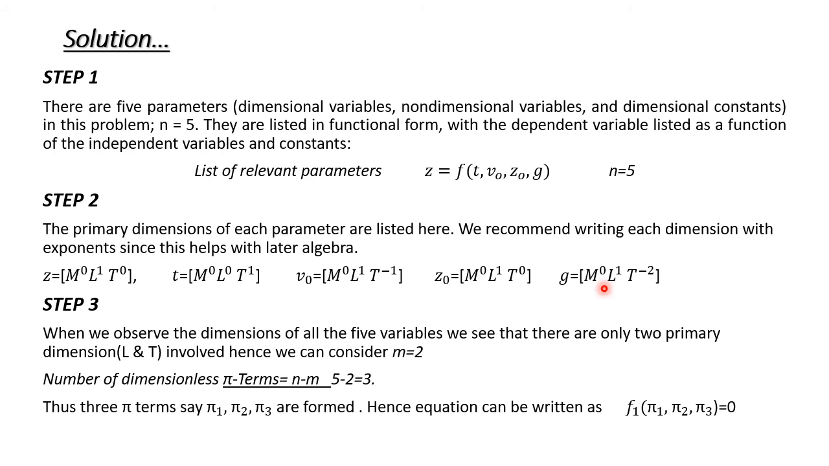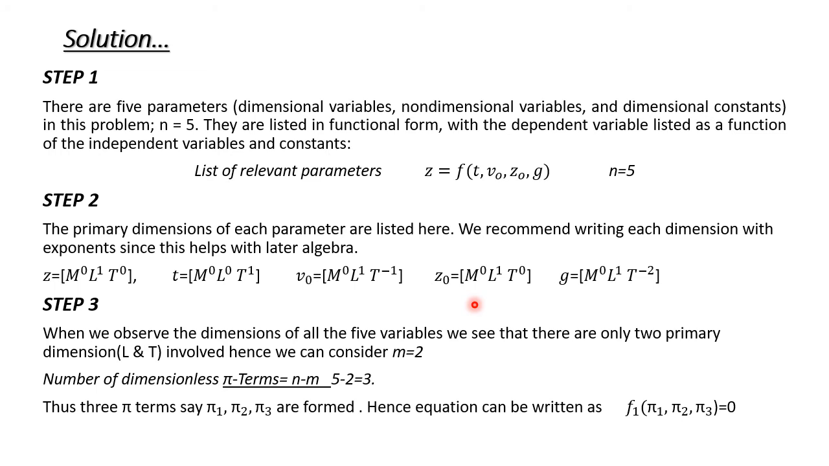Next, the third step: when we observe the dimensions of all the 5 variables, we see that there are only 2 primary dimensions involved. Hence we can consider m is equal to 2. If you look at the dimensions of all these, there is no mass involved here. Here also m is to the power 0, m to the power 0, m to the power 0, m to the power 0 and m to the power 0. So mass is not there, so we can choose m is equal to 2.